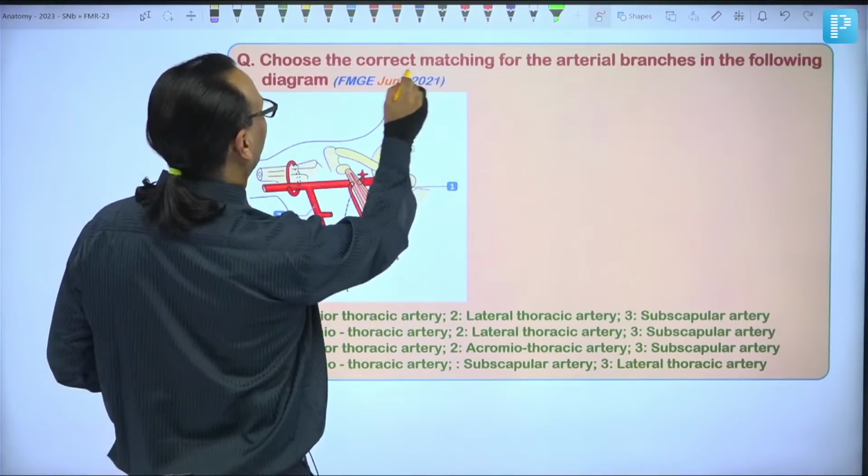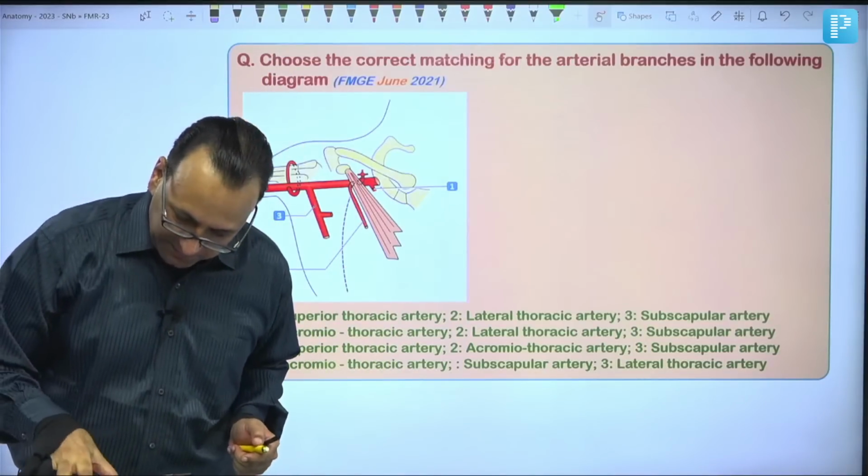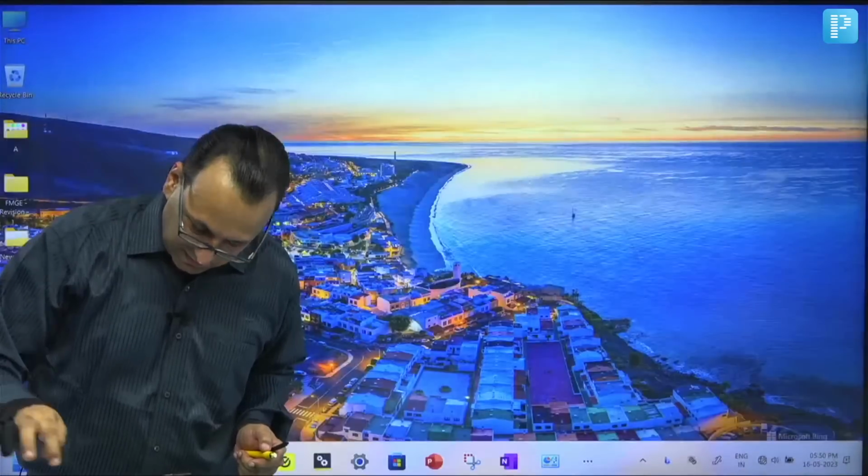Here, why is the touch not working? Just a second.